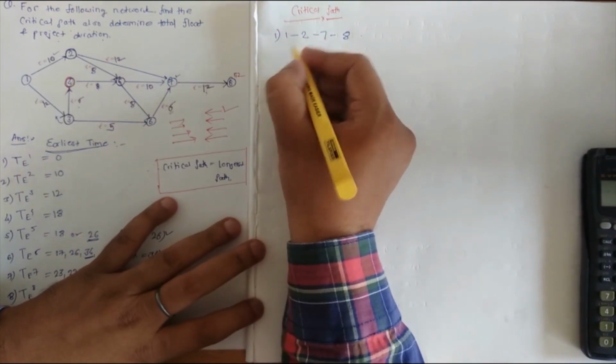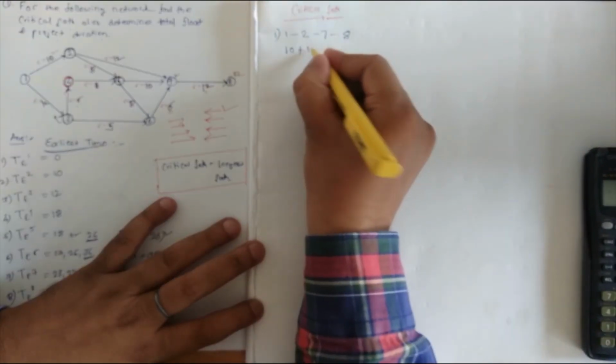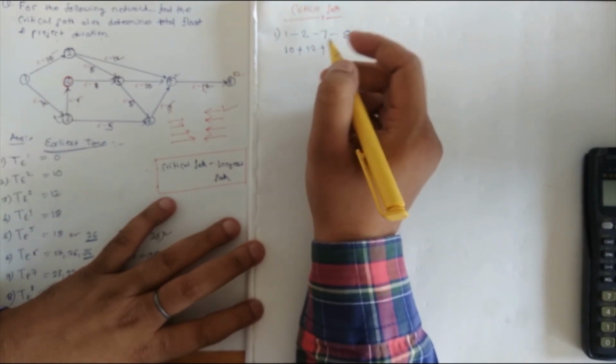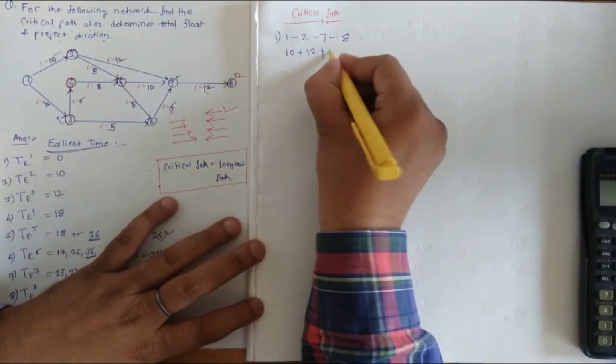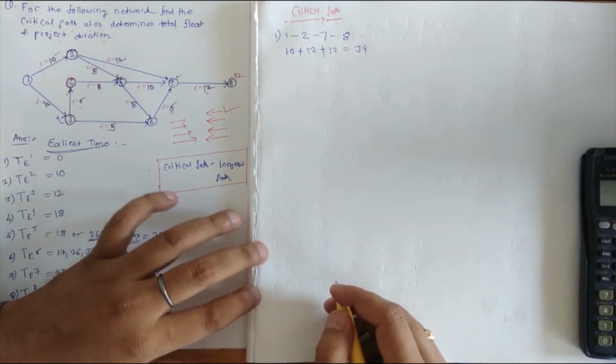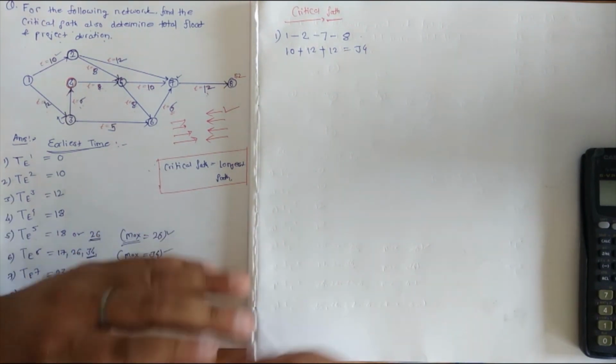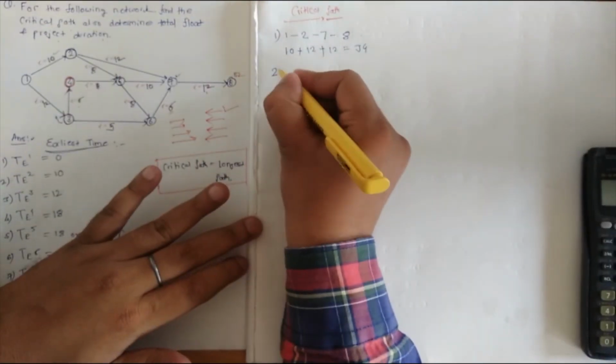Now 1 to 2 we have 10, plus 2 to 7 we have 12, plus 7 to 8 we have 12. So it is coming out to be 34. So this is one path. Now we'll see again which is the critical path, which is the longest path.